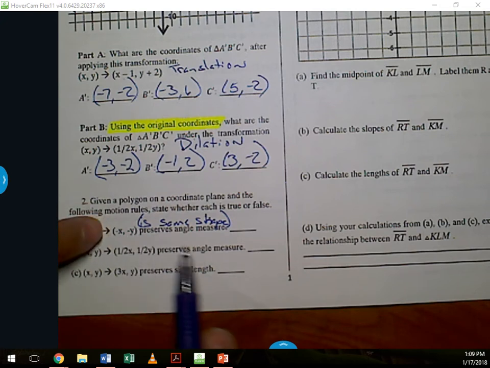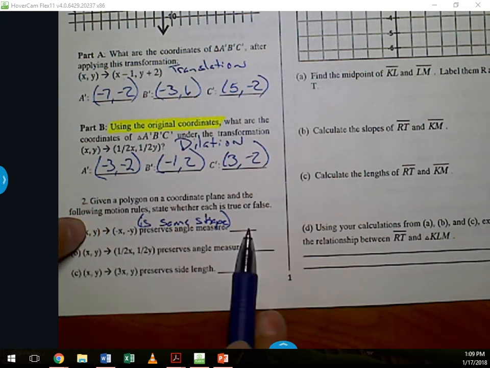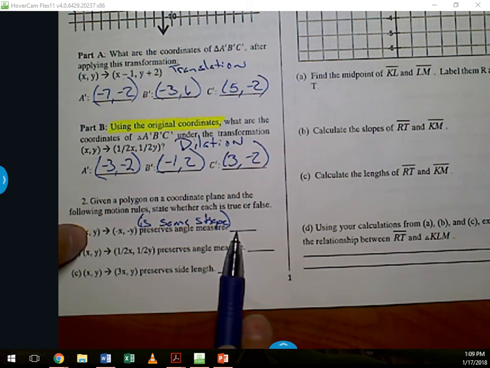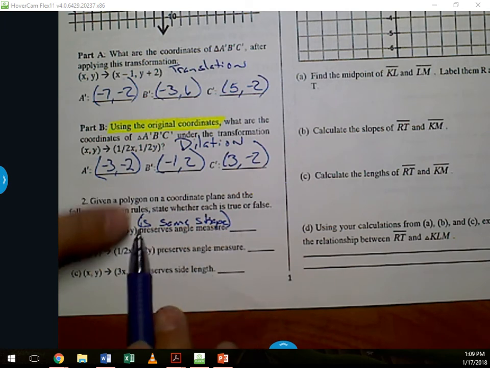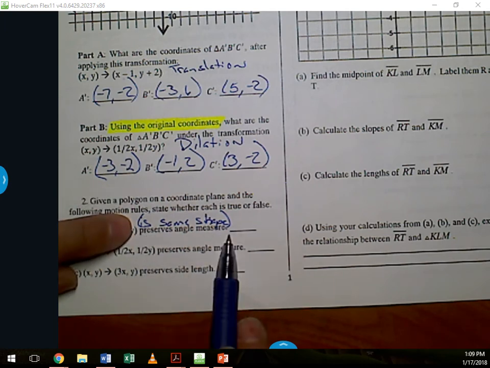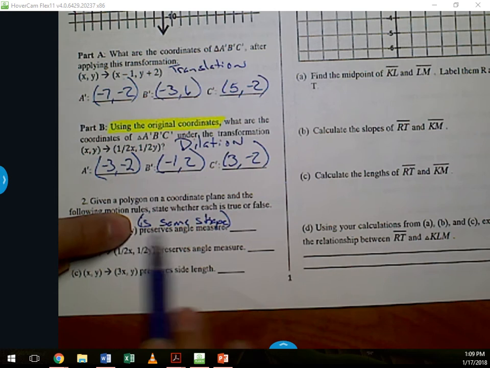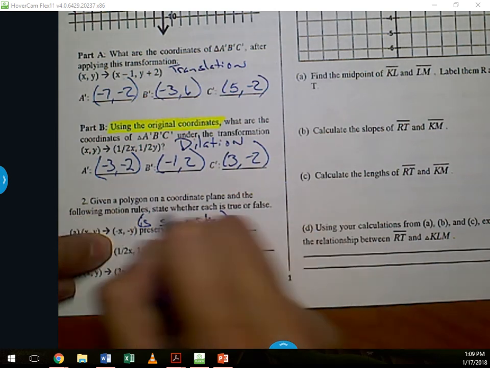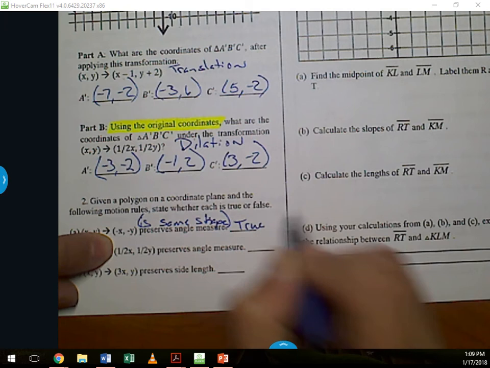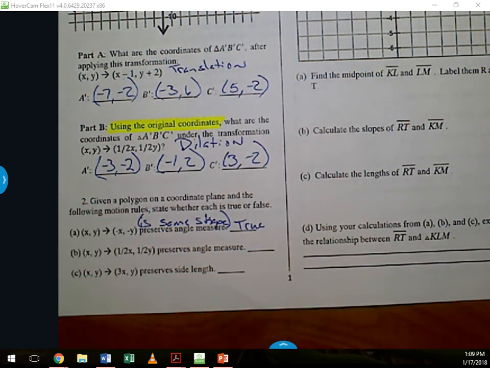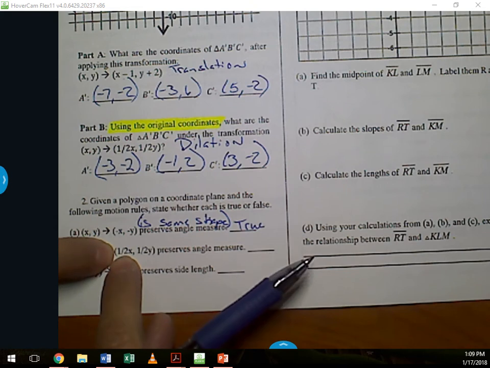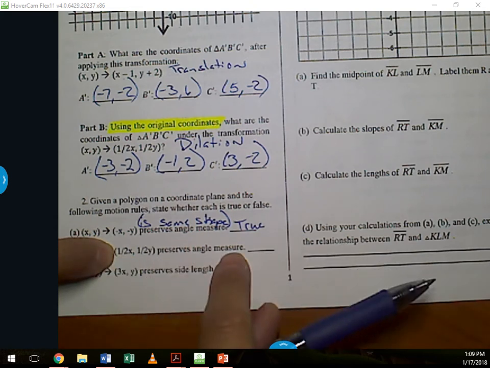Okay, so if I think about that, if I'm rotating it or doing a reflection, is that the same shape? Yes, it is. I'm going to say yes, it is true, because it is going to be the same shape. I know that a translation, a rotation, and a reflection all have the same shape and the same size. Okay? Right here. This preserves the angle measure.